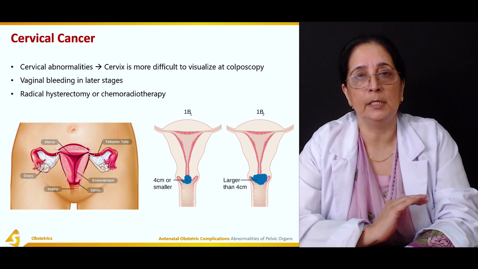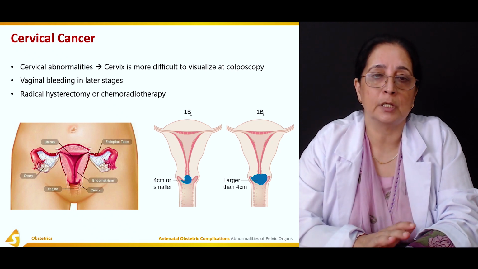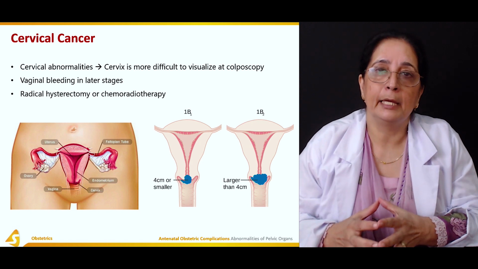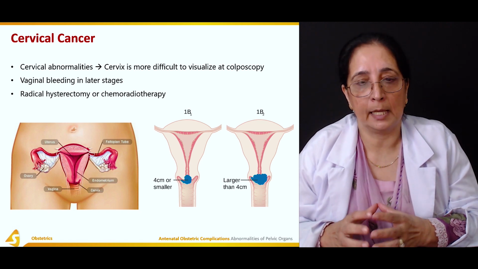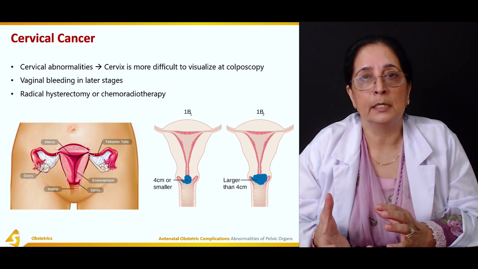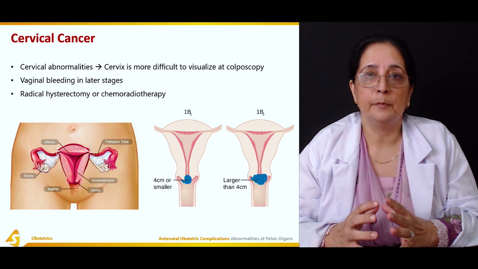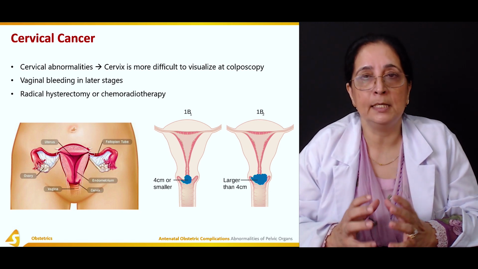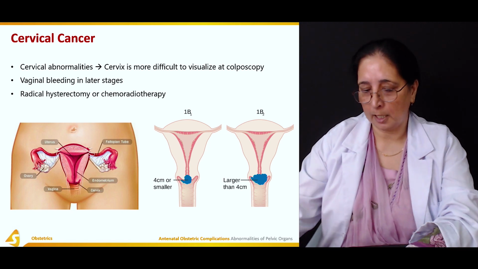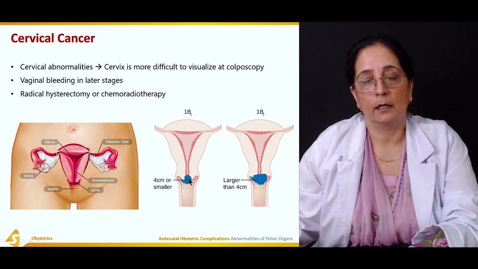Radical hysterectomy is where the cervix is removed and the uterus is removed, and then followed by chemotherapy or radiotherapy. So cervical cancer, if it's present, leads to bleeding and is treated by hysterectomy and chemoradiotherapy, and then it is hard to visualize the cervix through the cancer.